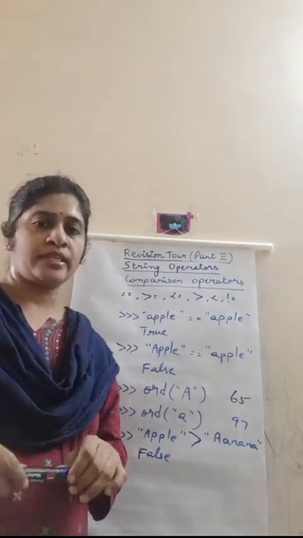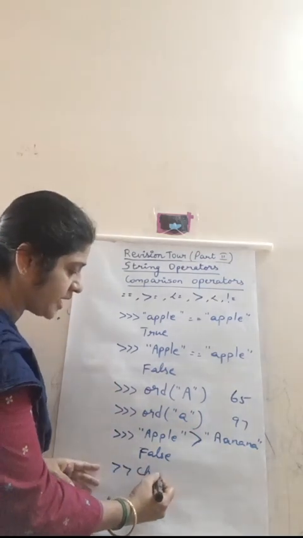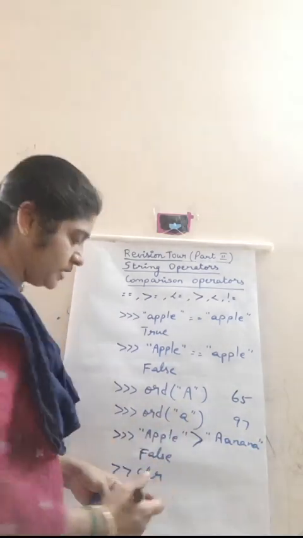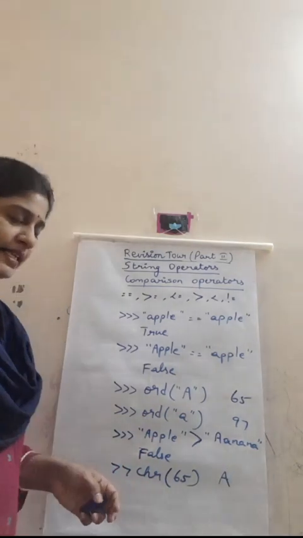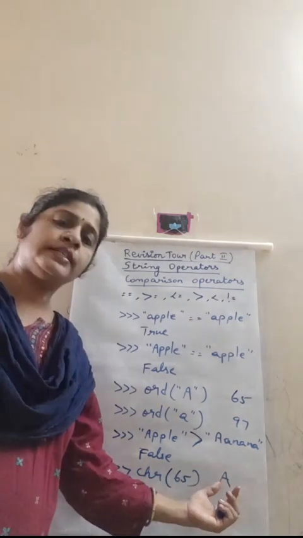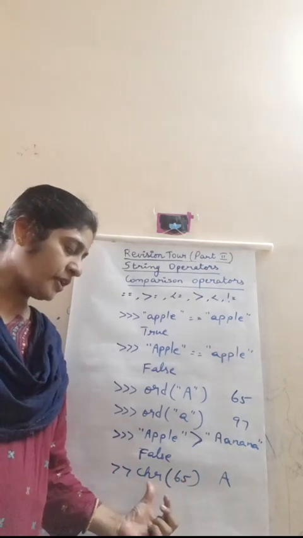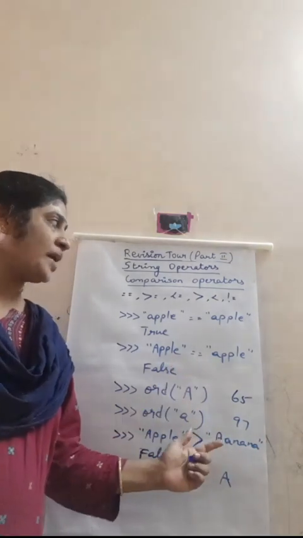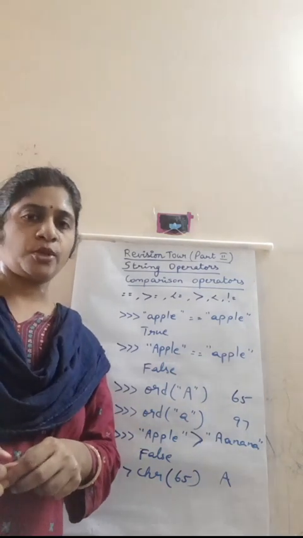One more function is also there, chr. This would return you the character of a Unicode. Suppose I give chr of 65, the answer would be capital A in this case. The chr function will return the character of the Unicode you are passing. If you give chr of 97, it will give you small a. So in this way, the comparison operators work in the case of strings in Python.